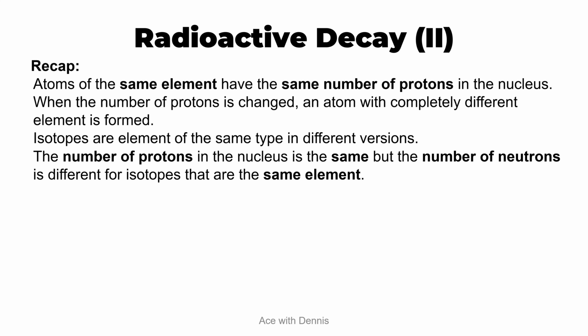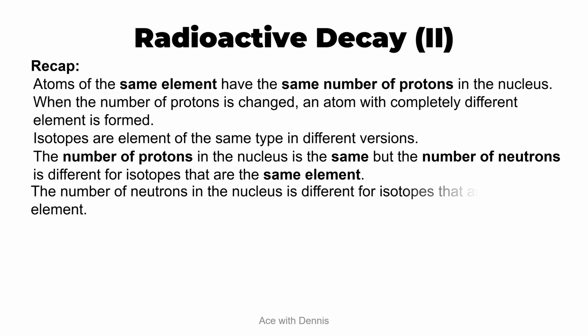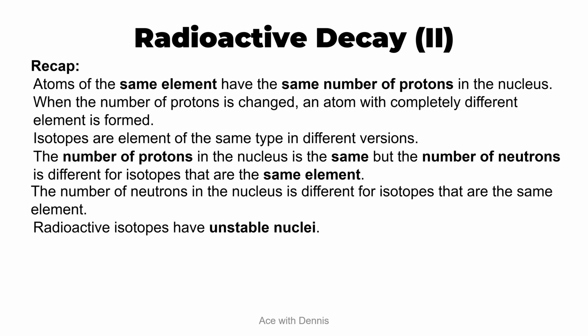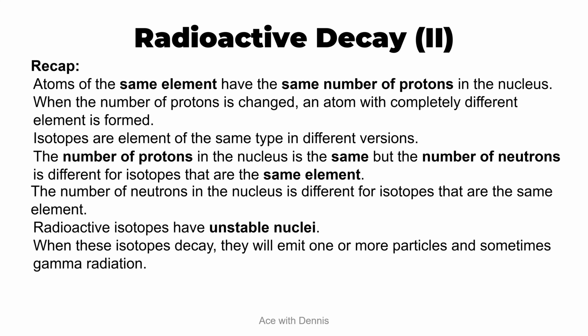The number of protons in the nucleus is the same, but the number of neutrons is different for isotopes that are the same element. Radioactive isotopes have unstable nuclei. When these isotopes decay, they will emit one or more particles and sometimes gamma radiation.